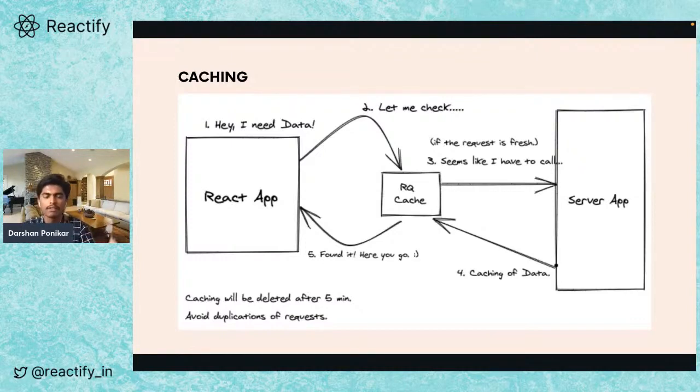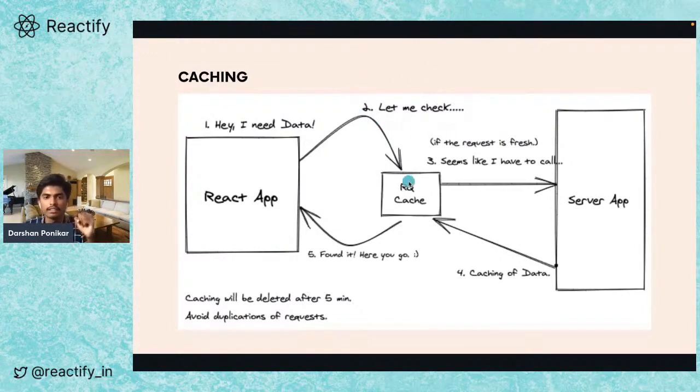So whenever your user asks for the to-dos again, let's say a second time, instead of making a request to the server, it will check whether the to-dos are available in the cache or not. If they are available, it will return them. So let's understand this diagram. As you can see, a React app is asking for data. Hey, I need data, and React Query checks: do I have the data cached, or do I need to make the API call?